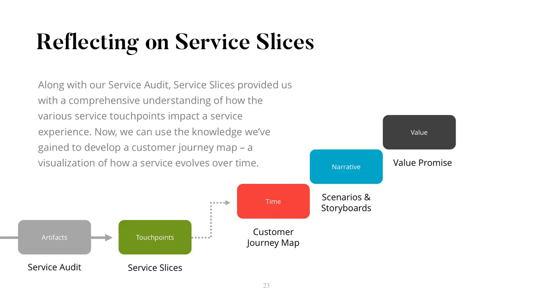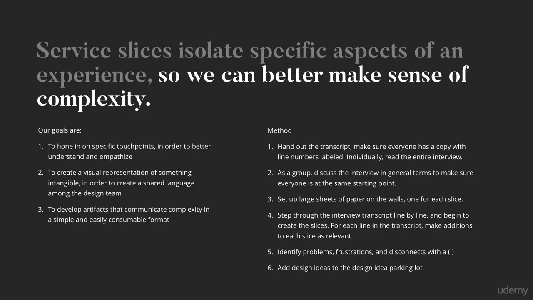As a result of this process, we're going to end up with service slices that can then be used to inform our customer journey map. That will be our next step in the process to create a visualization of how a service evolves over time. And so service slices isolate specific aspects of an experience so we can better make sense of complexity. The process that we're going to go through here is rigorous and time-consuming, but really, really effective.